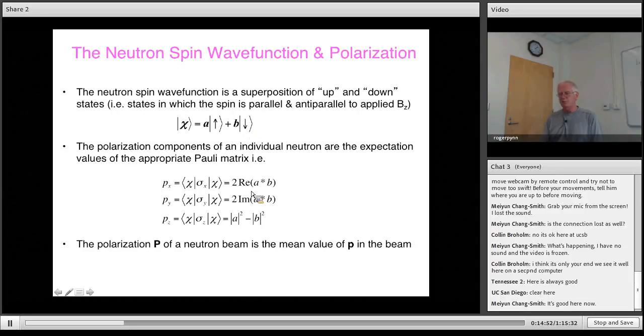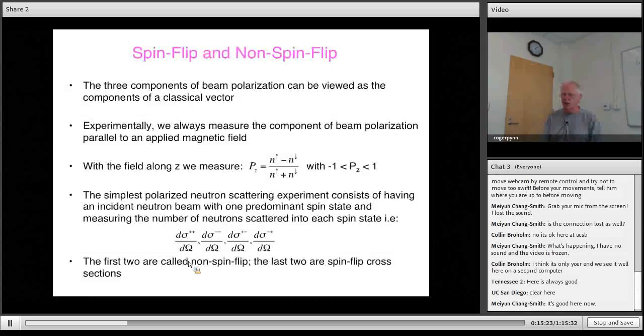So if you take a beam and you measure the number of neutrons in this up state, that will be proportional to a squared. You measure the number of neutrons in this down state, that's proportional to b squared. Obviously what you have to do is to subtract the number of neutrons in the down state from the number of neutrons in the up state, and then to normalize the whole thing, you divide by the sum of the number of neutrons that you counted in the beam. And that's the definition of the polarization of the neutron beam.